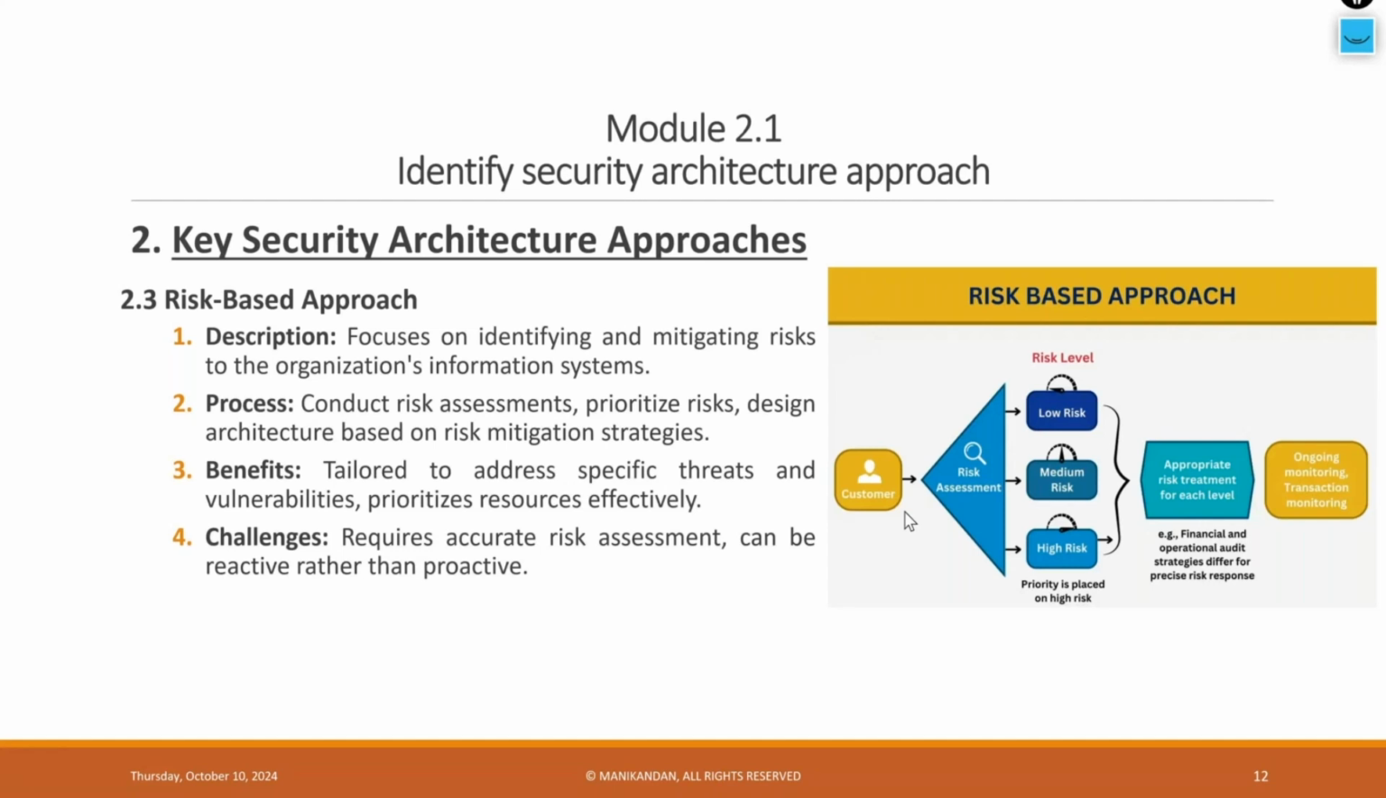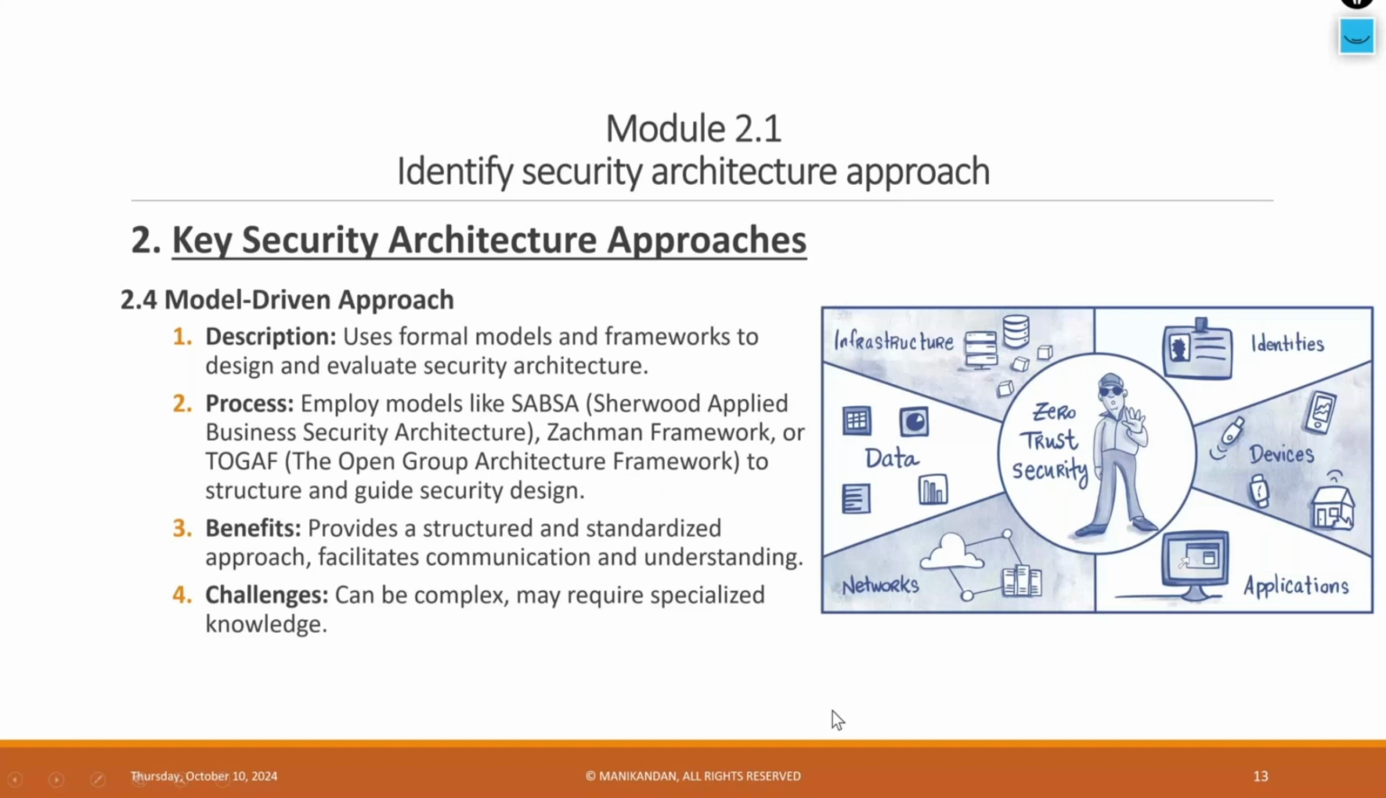Now when we are talking about risk treatment, we have avoid, we have mitigate, we have transfer, then we have accept. So these are the risk treatment approaches we have. Now, the same way we have a risk-based approach, we also have something called a model-driven approach. If you remember, when I started, I mentioned that there are two types of architecture. We have enterprise architecture.